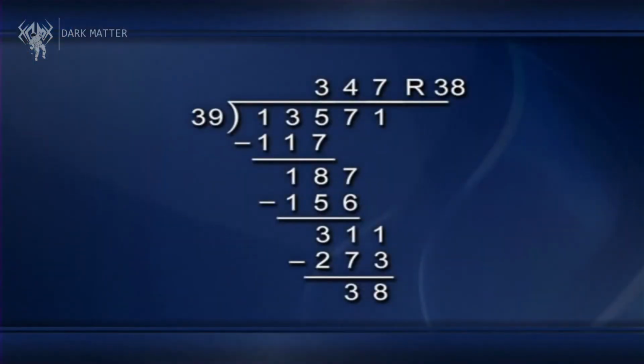Our first problem will be 13571 divided by 39. Now the long division solution would look like this. If you try to do this problem by short division, you have to be very good at your multiples of 39. And you'll have quite a few three-digit subtraction problems to do in your head. That's why I would more likely do that problem by long division instead of short division.